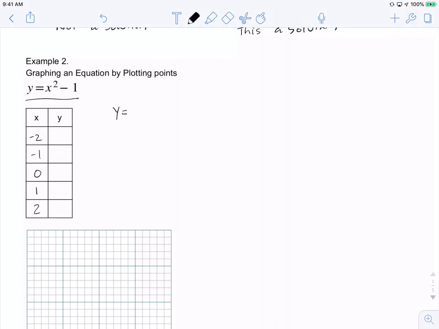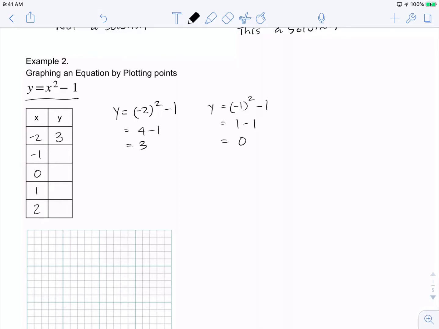So to find what my y is for that negative 2 point, I'm going to substitute for x that negative 2 and square it, and then subtract the 1. So that's going to give me 4 minus 1, and so I'm going to have a result of 3. So when x is negative 2, my y will be 3. Likewise, I'm going to try that for the rest of these x values that I had, and you're going to see that we get a variety of values.